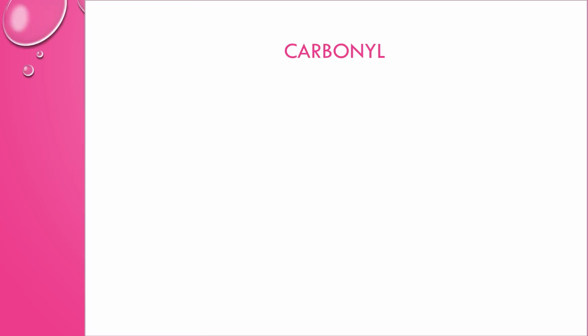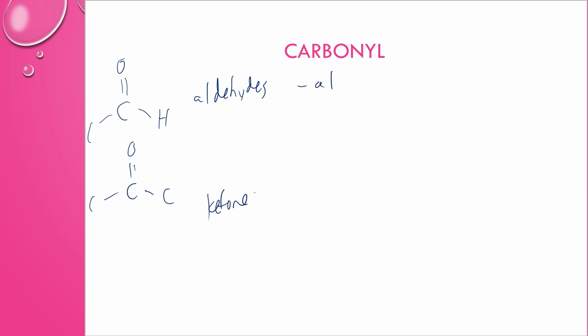Now let's talk about the carbonyl functional group. I have a C double bond O. Now remember, this can form 2 different functional groups. It could be an aldehyde, or it could be a ketone where there's carbons on both sides. So aldehydes are always at the end of the chain, and their names end in -al. Ketones are always somewhere in the middle, and their names end in -one.